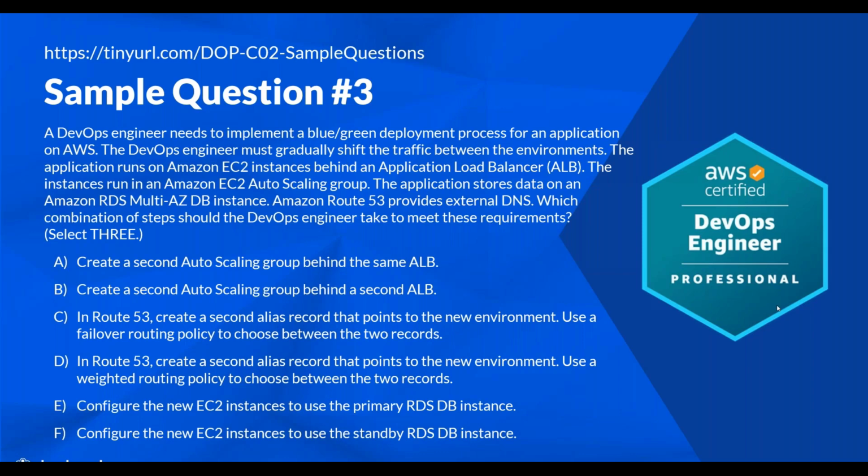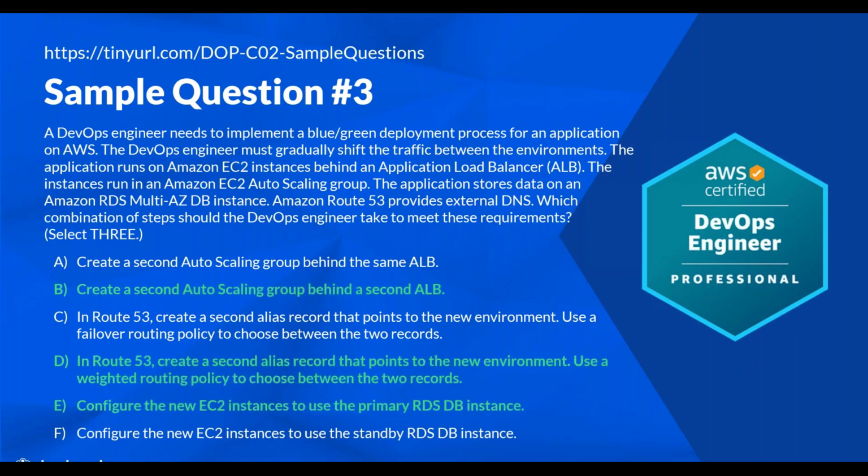So can I send reads and writes to a standby instance? Again, having that experience, having that exposure to these services, you would know that no, in fact, a standby instance is just that. It's a hot standby. It's not going to be available to accept read or write traffic. So I need to configure the new instances to use the primary RDS DB instance. It needs to be promoted, right? The replica, right? Right. So based on that, we're going to choose B, D, and E.